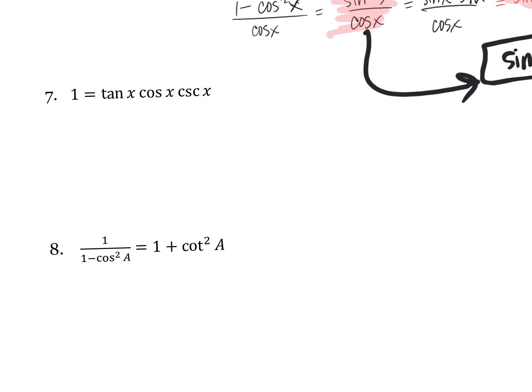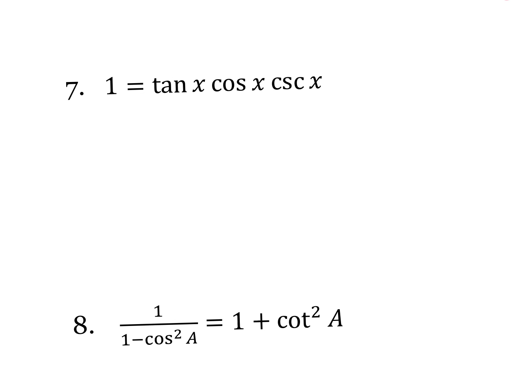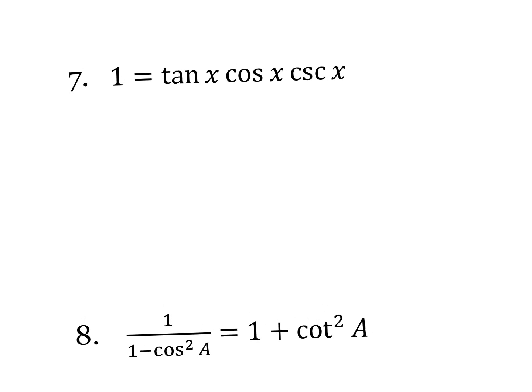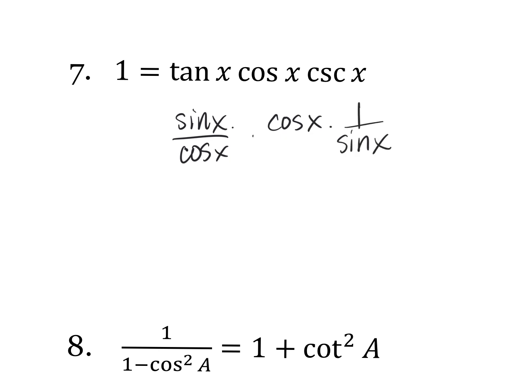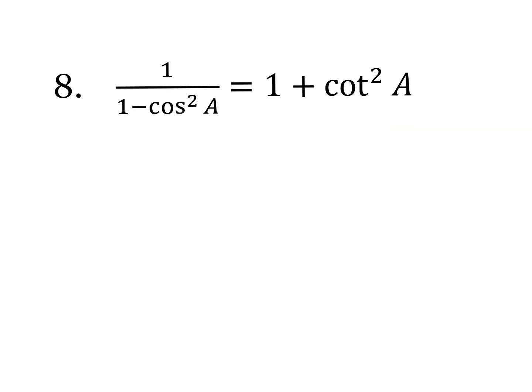Okay. Let's keep it going. Guys, do we want to start on the left or the right? I agree. The left doesn't give us much to work with, does it? Let's go on the right. Tangent times cosine. Sine over cosine times 1 over sine. When things are being multiplied, life is good because I can cancel some stuff out. Is this one staring us in the face? Yes.